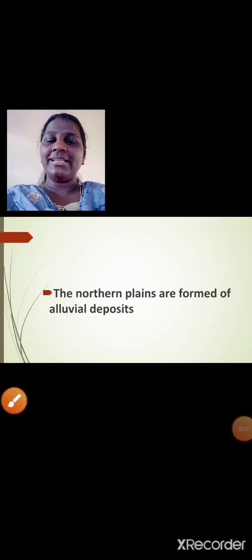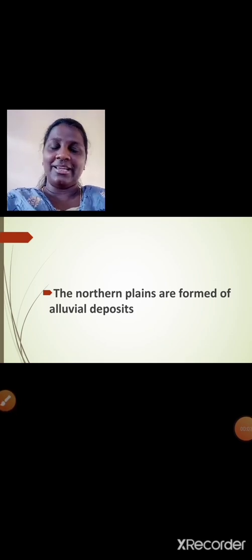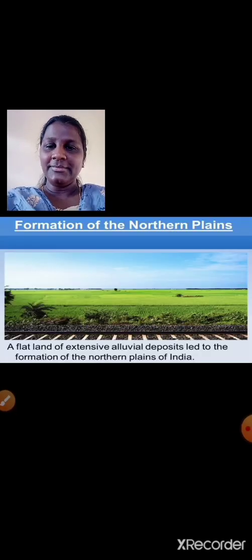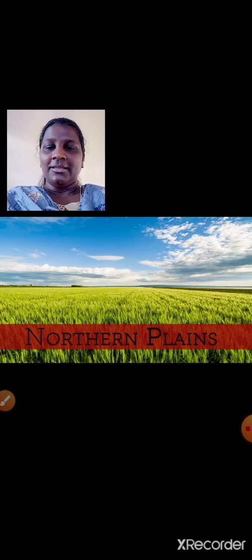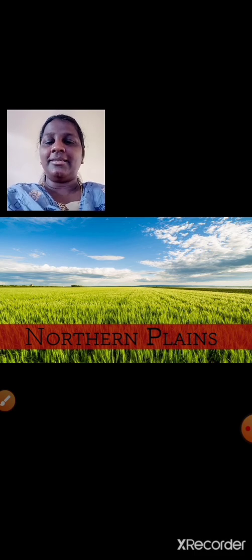The northern plains are formed of alluvial deposits. We have already discussed this. Here you can see the formation of the northern plains. A flat land of extensive alluvial deposits led to the formation of the northern plains of India. And due to the alluvial soil, crops can be cultivated on a large scale. Northern plains are very fertile and agriculture can be carried out on a large scale.